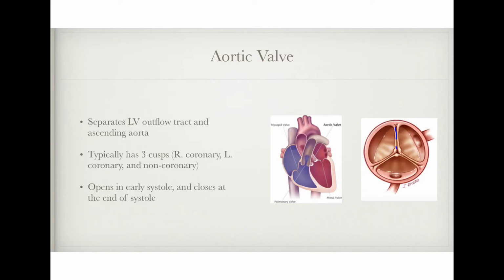Note that 2 of the cusps have arteries coming out of them. These are the coronary arteries. Here's the right coronary artery and the left main coronary artery. That would make this the right coronary cusp. This would be the left coronary cusp. And this would be the non-coronary cusp, which does not have any artery coming out of it.